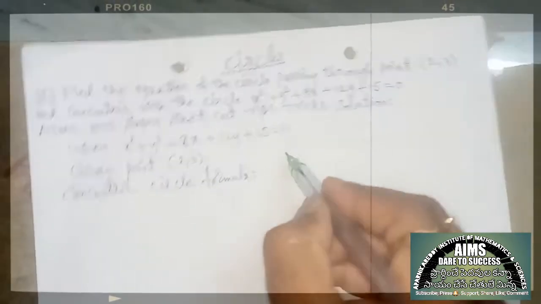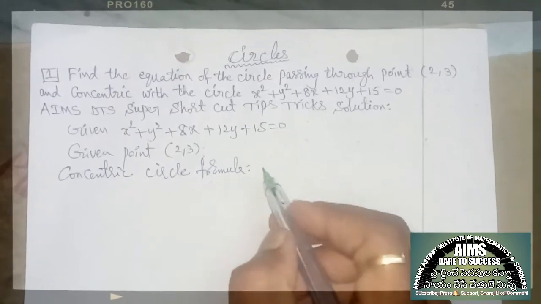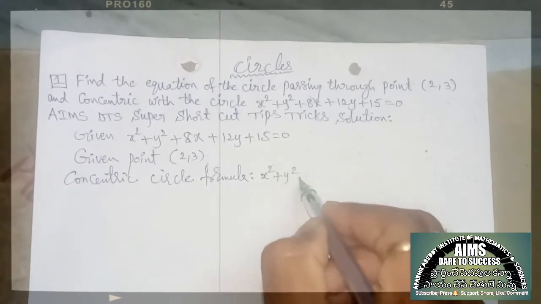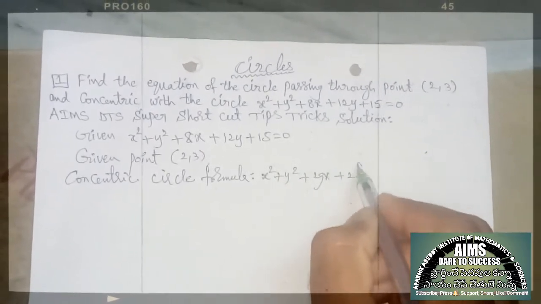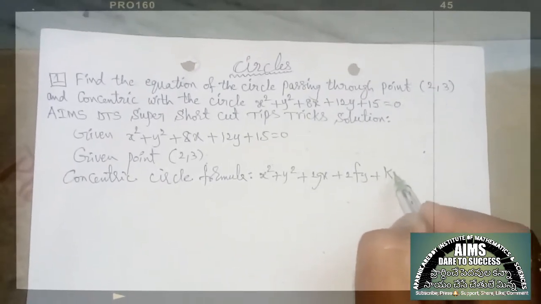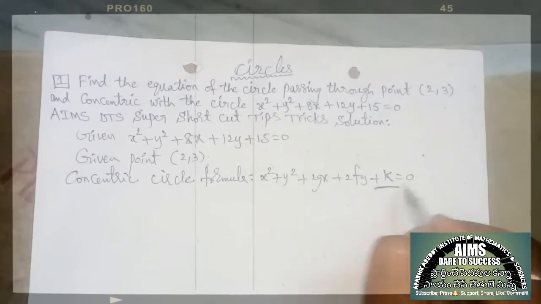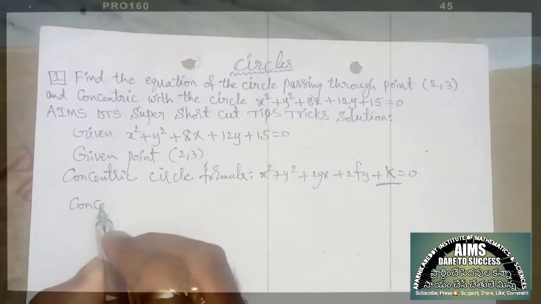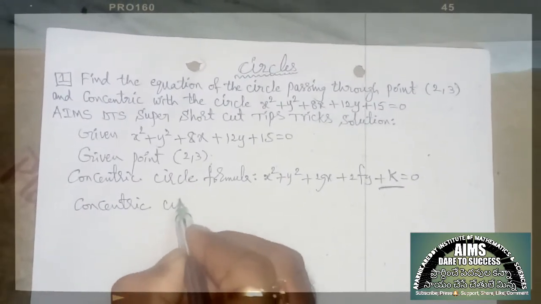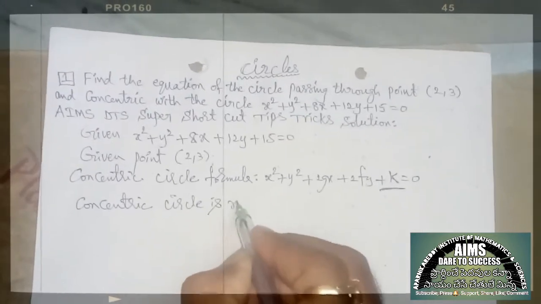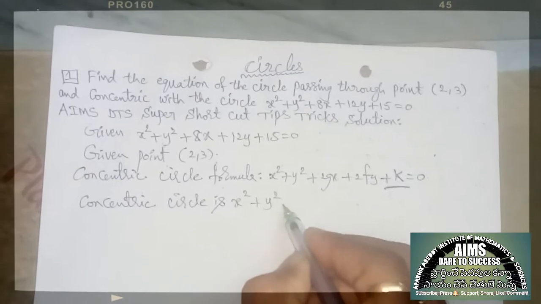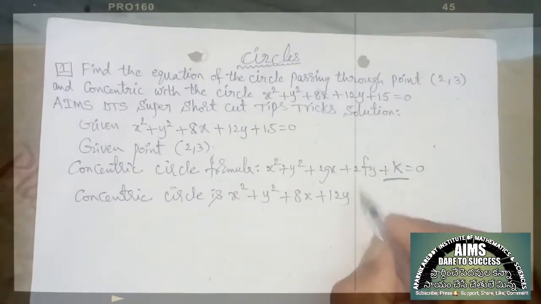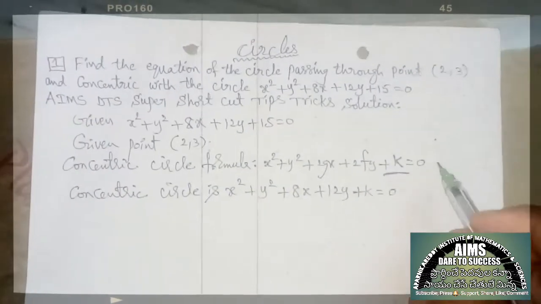Generally, the standard equation of the circle is x square plus y square plus 2gx plus 2fy plus c is equal to 0. Here I wanted to take the concentric circle x square plus y square plus 2gx plus 2fy plus constant k is equal to 0. Only we have to change the constant value. So according to our question, the concentric circle is x square plus y square plus 8x plus 12y, you can remove the 15 and write plus k is equal to 0.